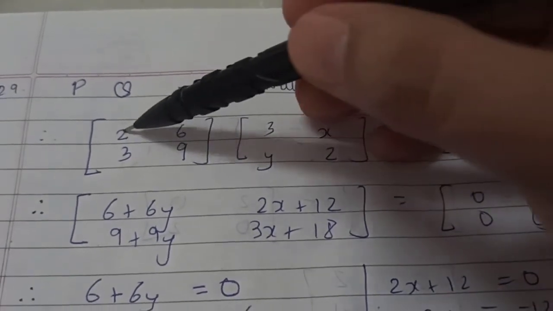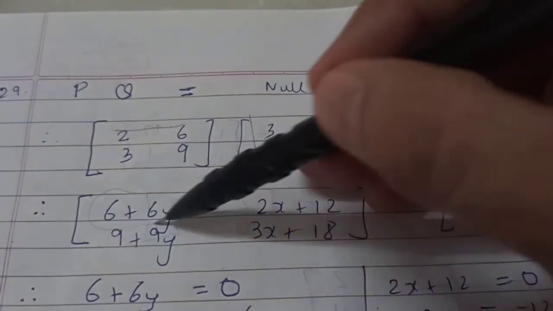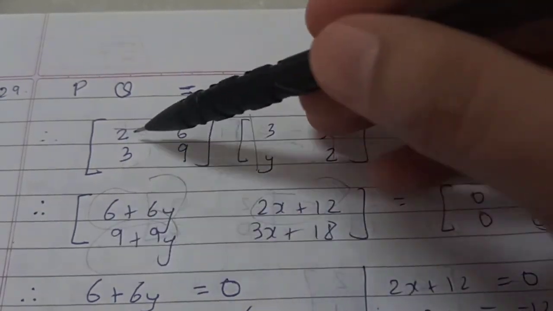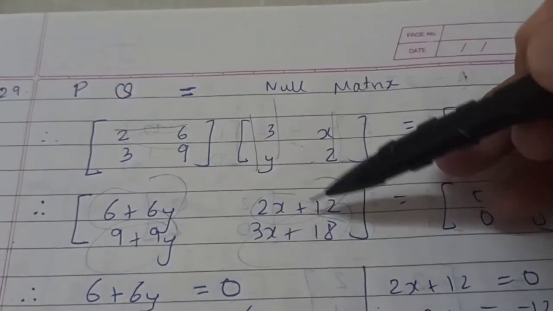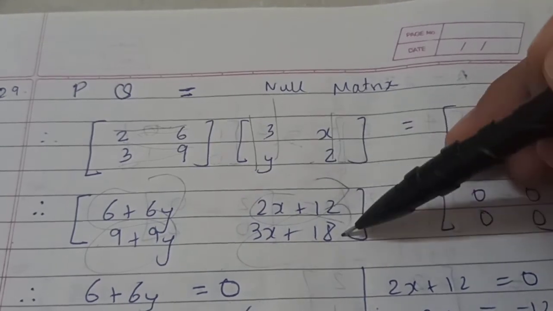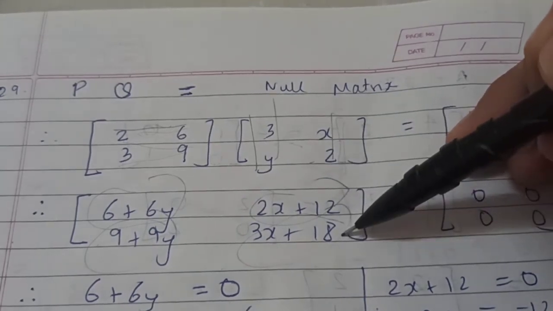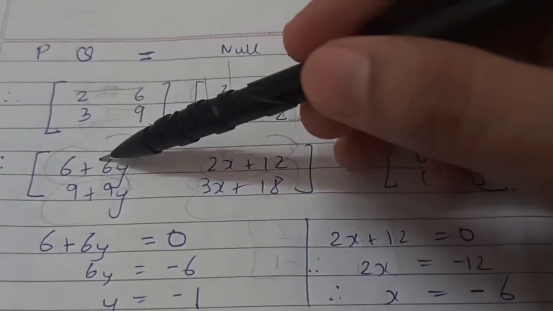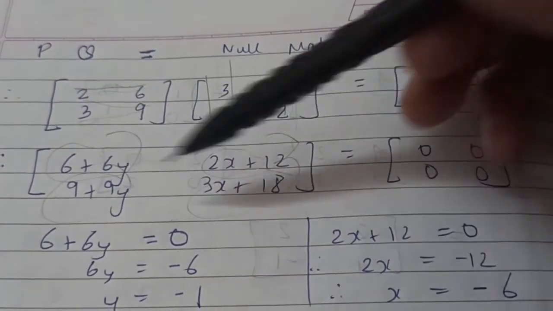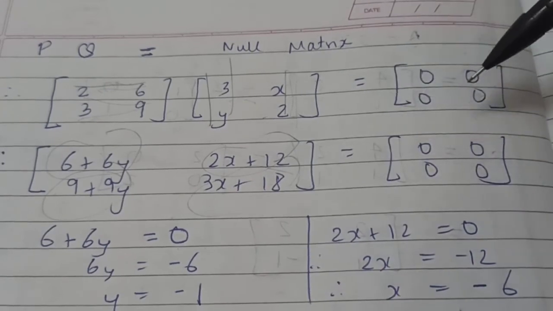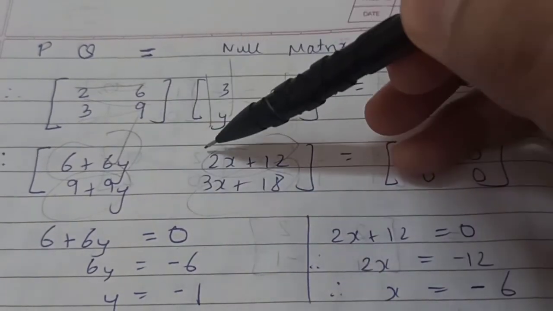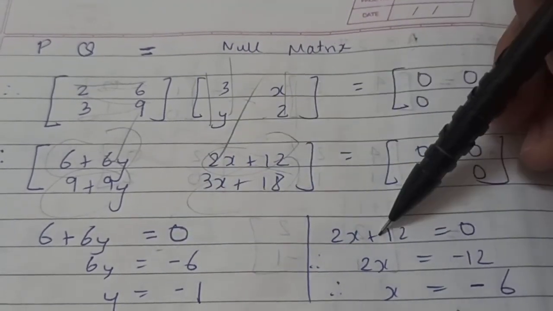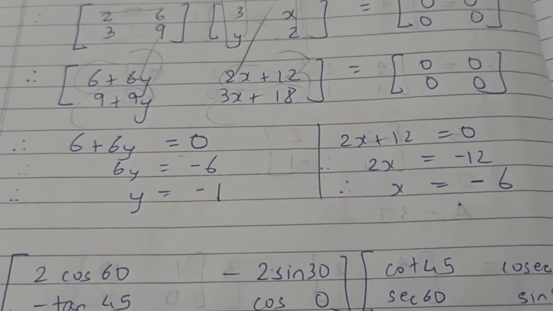So let's multiply. First row into first column here. Second element is first row into second column. Third element is second row into first column. Fourth element is second row into second column. What, you've forgotten how to do it? Come on, revise and do it on your own. So I got 4 elements here. So this is equal to 0, this is equal to 0, this is equal to 0, this is equal to 0 on comparing. Take any two of them. I'm taking this one and this one. This will give me the value of y. This will give me the value of x. And the sum is over.